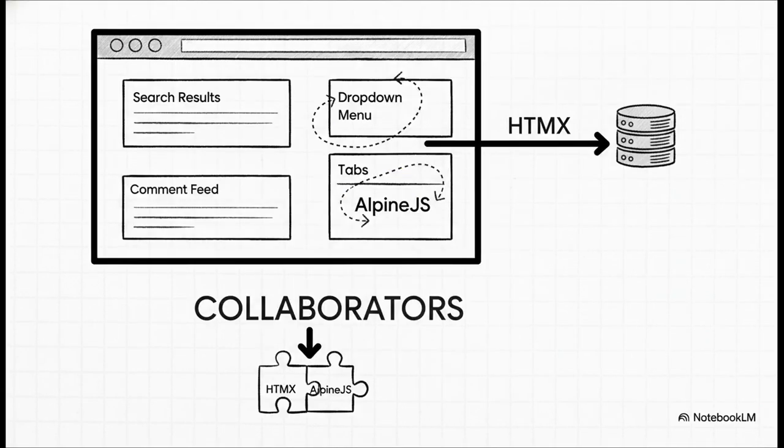So here's the breakdown, plain and simple. HTMX is your go-to for anything that needs the server. Forms, fetching data, infinite scroll, you name it. Alpine.js is for the little UI flourishes that live entirely on the client, showing and hiding things, managing tabs, stuff like that. They're not fighting each other. They're on the same team, just playing different positions.